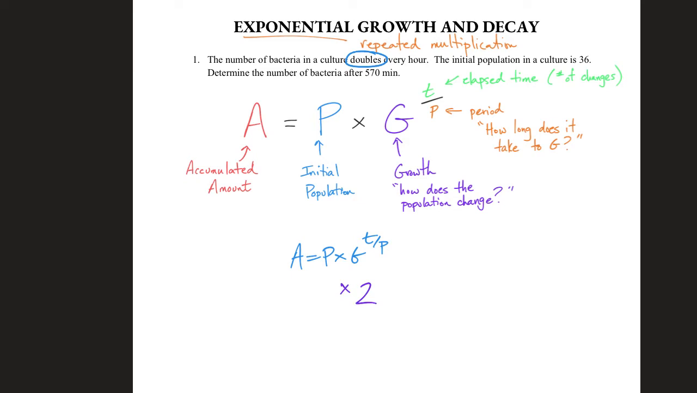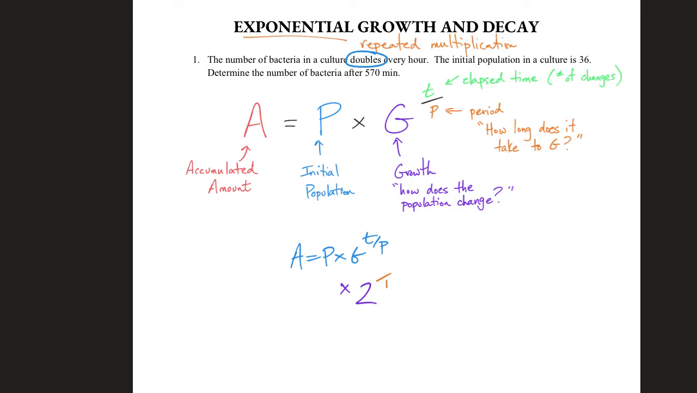Okay. I continue to read the problem, and it tells me that the bacteria in a culture doubles every hour. What that every hour tells me then is my period. That I double every hour, which means if I go to answer the question for my period, how long does it take to G, how long does it take to double, then I can put down over 1 hour. Now, obviously we don't have to write down over 1 in a fraction, but let's just leave that there for right now.